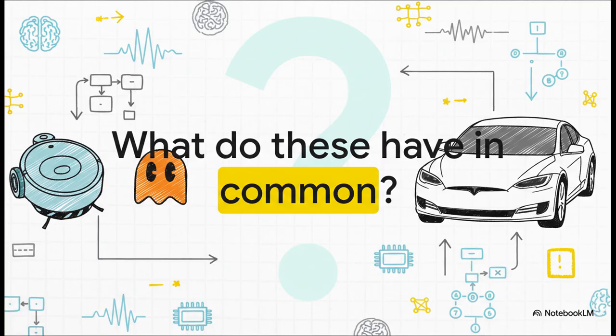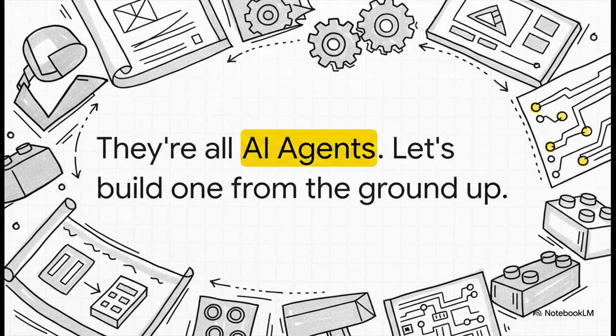Okay, let's kick things off with a little puzzle. What could a little robot vacuum, a ghost from Pac-Man, and a Tesla possibly have in common? On the surface, they seem totally different. But believe it or not, they all operate on the exact same core principle. And the answer is, they're all AI agents.